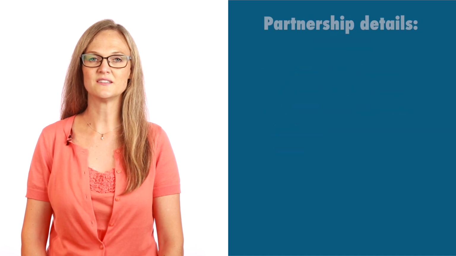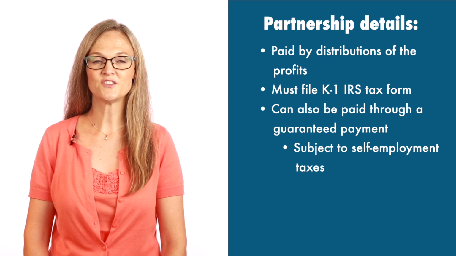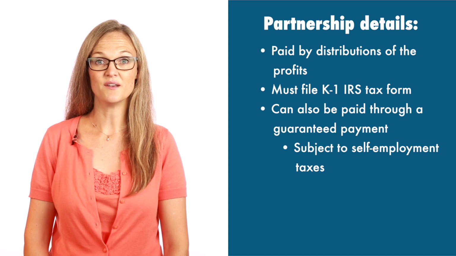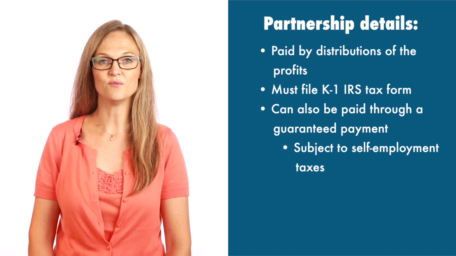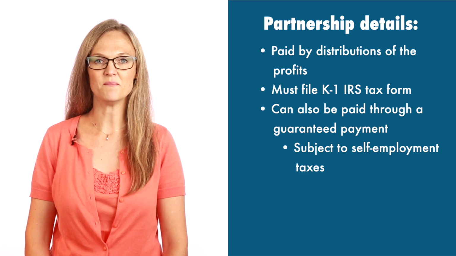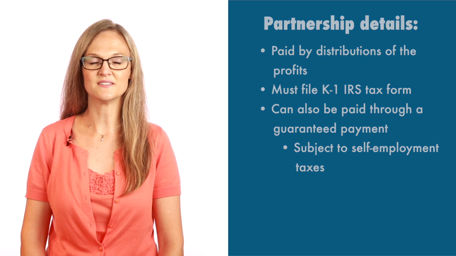A partner takes distributions from the profits in a partnership. A partner's distributive share of the profits will flow through to the partner on a K-1, which will then be reported on their individual income tax return. Some partners may receive a guaranteed payment, which is similar to a salary and is subject to self-employment taxes.